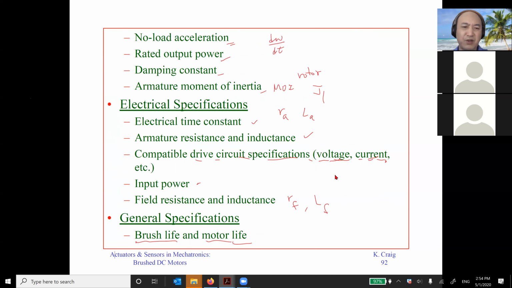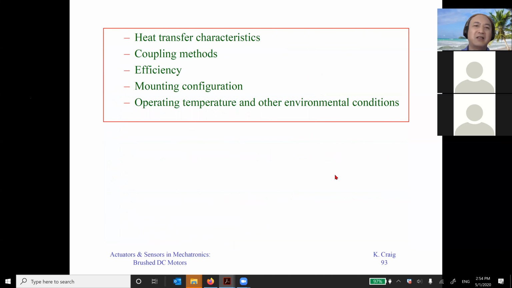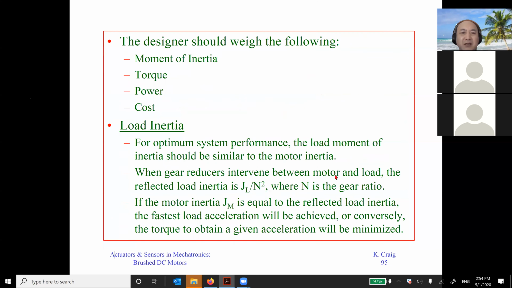If any of you want to zoom in, I suggest you choose brushless DC motors and check one of the spec sheets to answer all these questions. Not only that, there are other factors you should consider, like heat transfer and coupling method, efficiency, mounting, operation temperature, and environmental humidity and temperature. As a designer, you should care about these things. That determines your load, torque, power, cost.